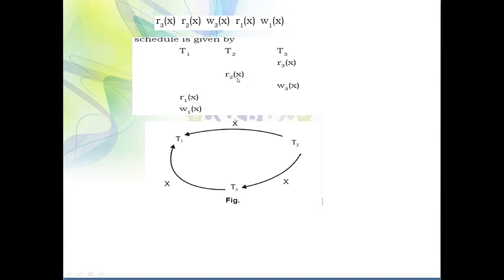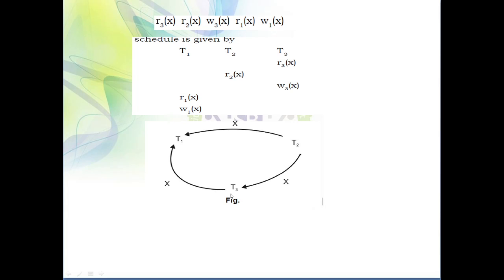Then this R2 compared with W3, whether conflict will occur between 2 and 3, yes. Between 2 and 3 conflict will occur for data item X. Then between W3 and R1 there is a conflict, yes. Between 3 to 1 there is a conflict for data item X. Between this 3 and 1, yes, I have already drawn the edge. Then this R1 compared with this W1, there is no conflict.